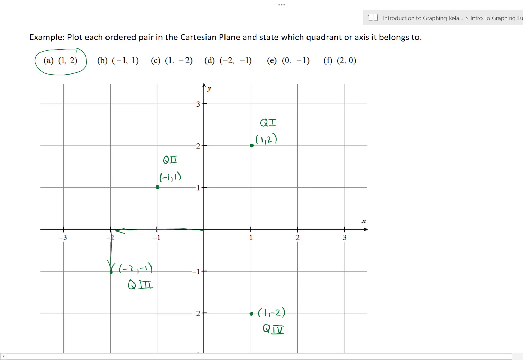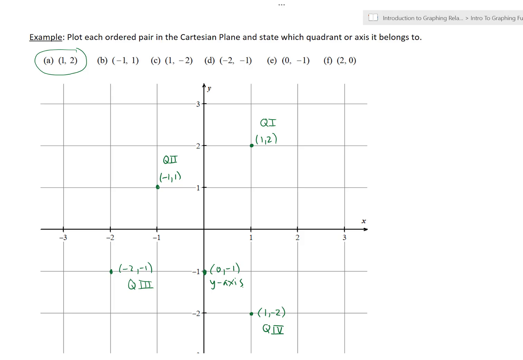All right. A couple more here. E and F both have one of the coordinates being 0. In the first one, (0, -1), we're not going to move left nor right from the origin because the input is 0. So we just go straight down to -1, and here we are. There's the point (0, -1), and that is on the y-axis. So in fact, if your x-coordinate is 0, your input is 0, you will always be on the y-axis, or the origin if the y value is also 0.